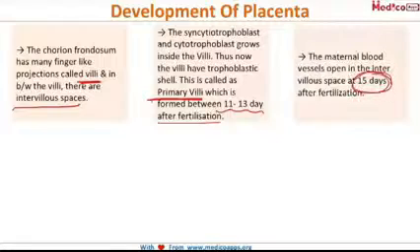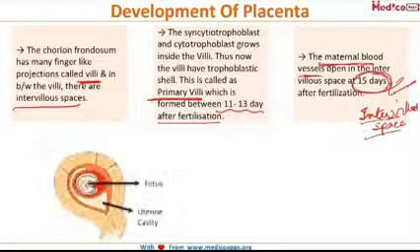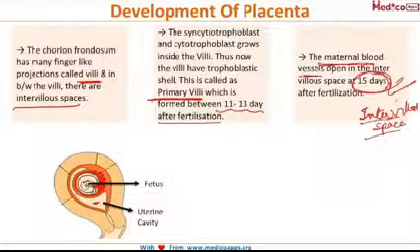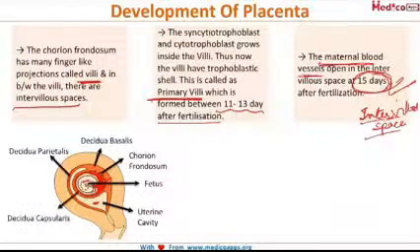So, if you are asked when is the uteroplacental circulation established, that is at 15 days of gestation, when the maternal spiral arteries open into the intervillous space. Now, we understand this again by the diagram. This is our fetus, this is the uterine cavity, and we have the chorion frondosum with the multiple finger-like projections called villi, and this is our decidua basalis, decidua parietalis, and this is our decidua capsularis.